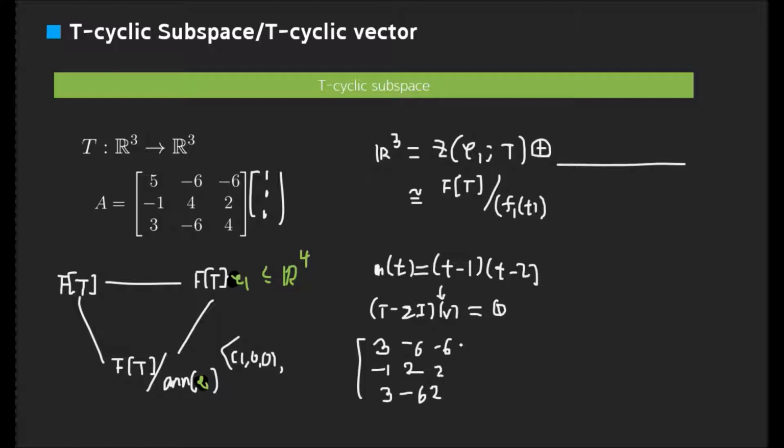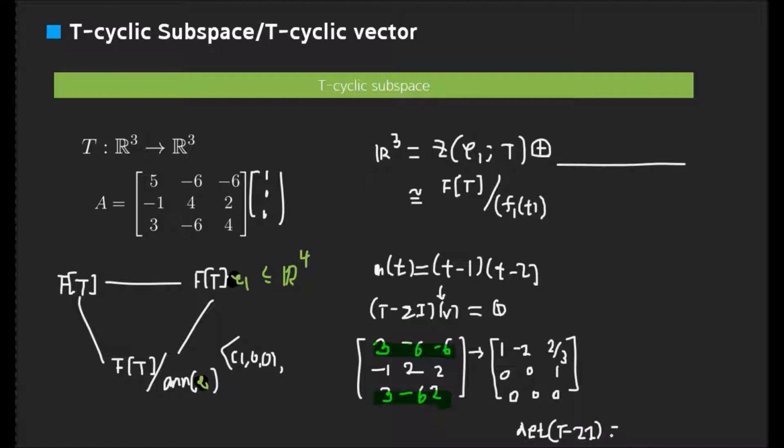Minus 1, 2, 2. But an interesting point is already revealed. This and this are linearly dependent. And indeed, if we try an elementary transformation, we can directly get this relation: 1, minus 2, 2 over 3, 0, 0, 1, and 0, 0, 0. From this form, we can say this determinant, T minus 2I, is just 0.